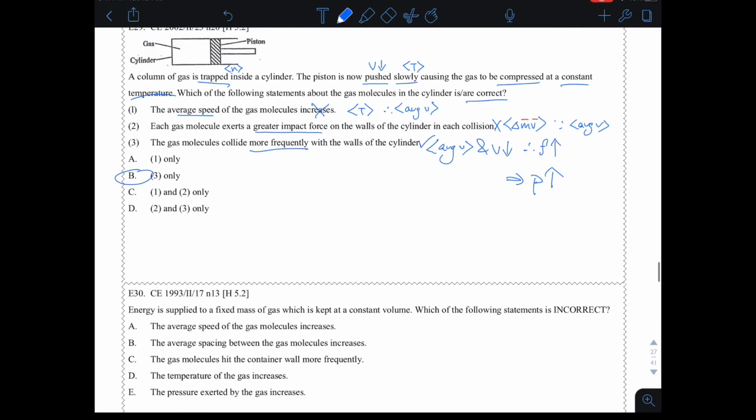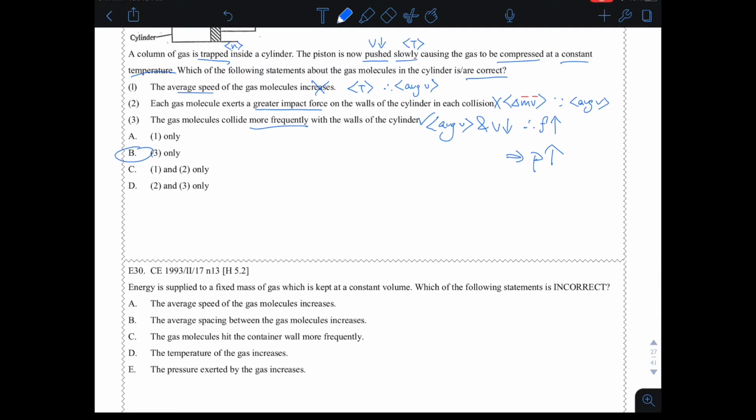Next, energy is supplied to a fixed mass. Energy is supplied. This implies that the temperature has to be increased. With fixed mass, constant volume, which one is incorrect? The average speed of the molecules increases because the temperature increases, so that the average speed must also increase.